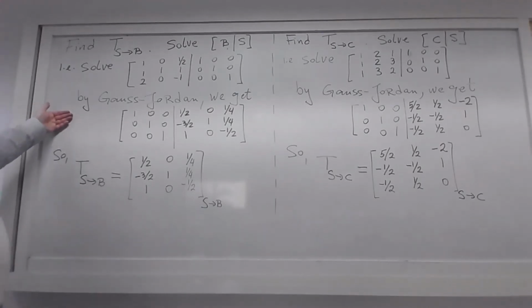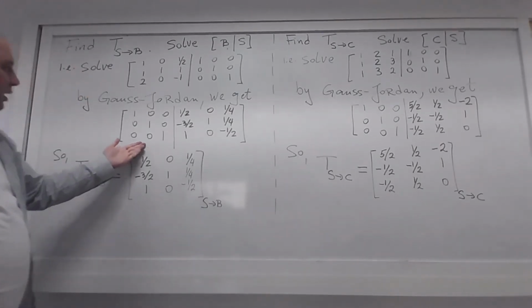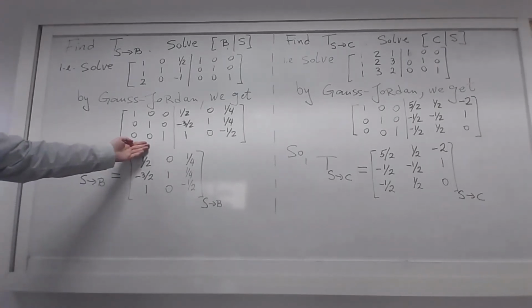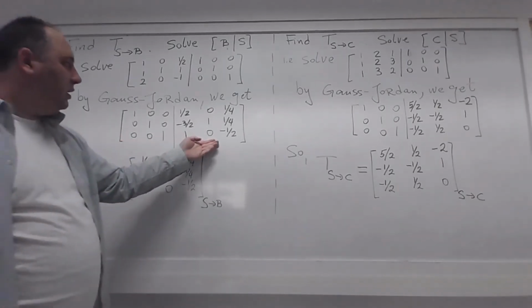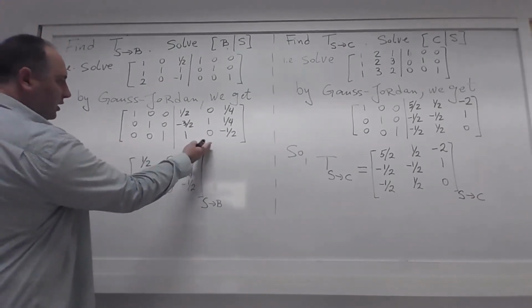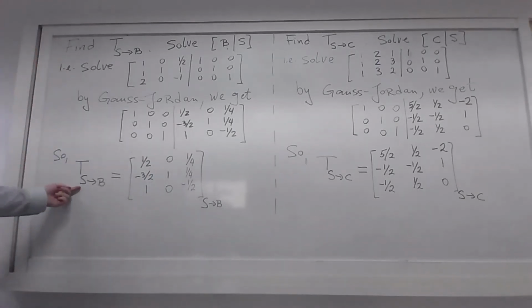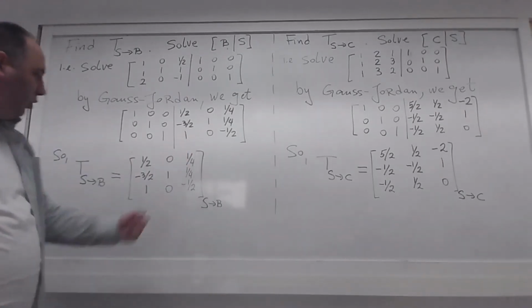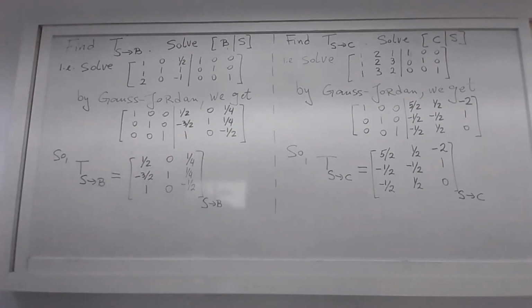Then I go by Gauss-Jordan, and after some computation I get identity on the left side, and on the right side, whatever it is, will be the transition matrix. So I have the form identity slash transition matrix. So the transition matrix from basis S, the standard basis, to basis B is given here. I just copy paste the matrix.